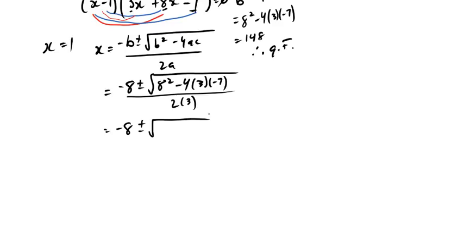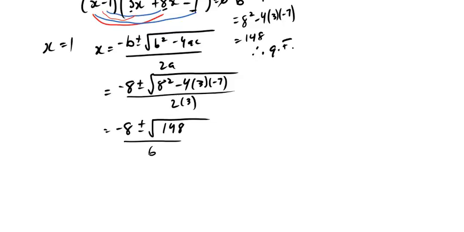We already did this part. It was 148. Over 6. Who remembers how to reduce radicals? How do I reduce that? Sam, what do you think?